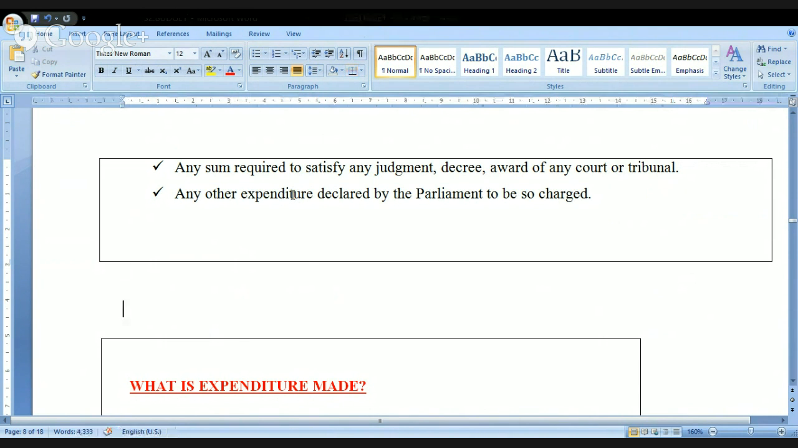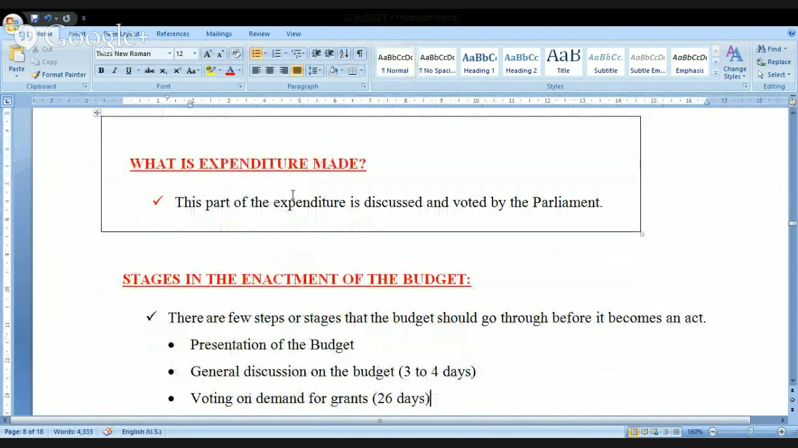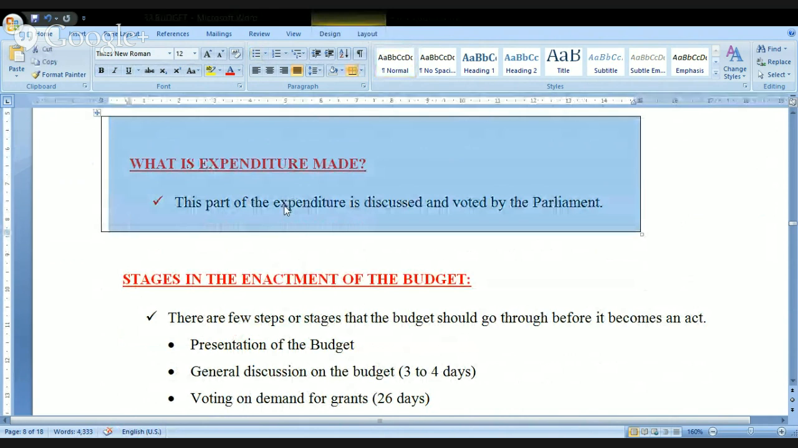Now let's see what is the expenditure that is made, right? It's very simple one again. This part of the expenditure is discussed and voted by the parliament. If it is discussed and also voted, it is called expenditure made. Only discussion, that is the expenditure charged, no voting. Okay.